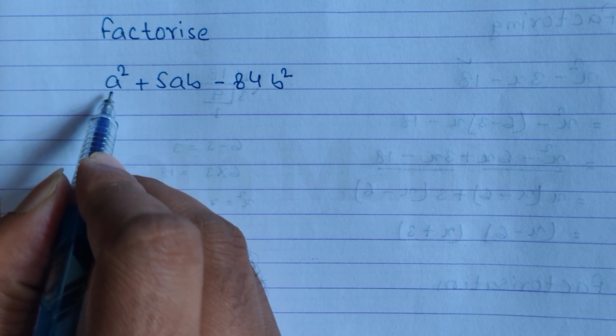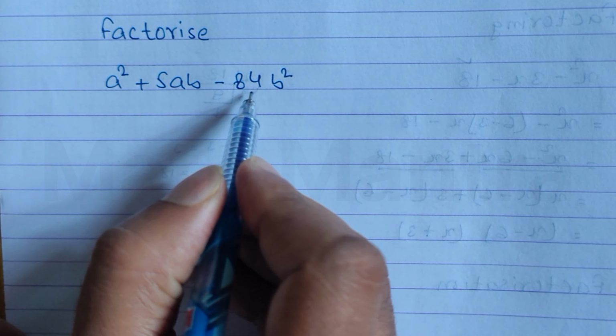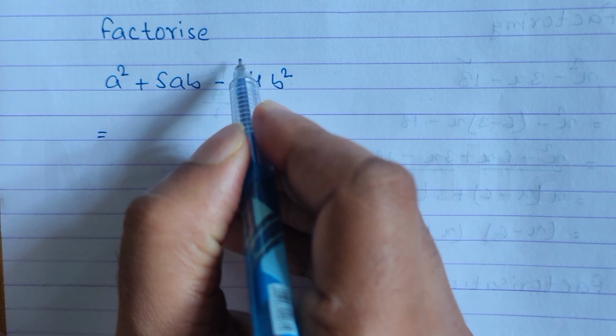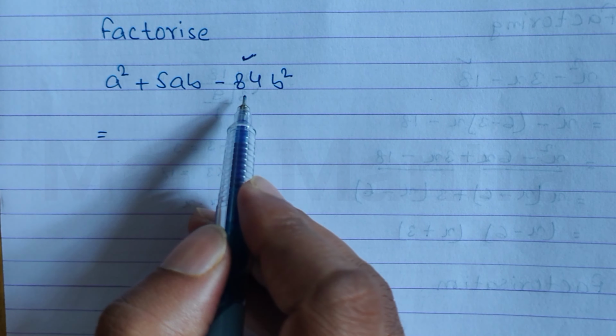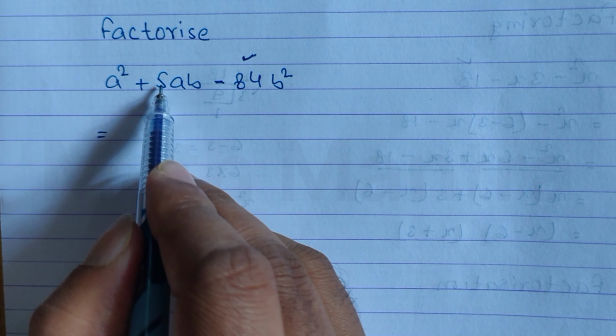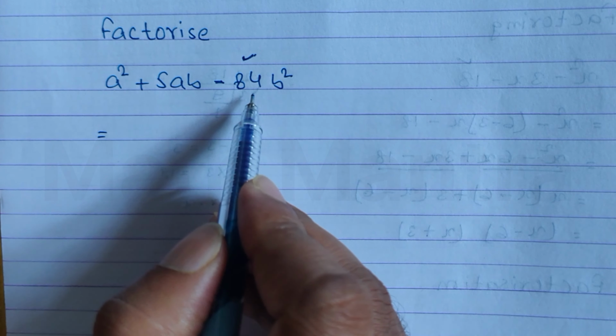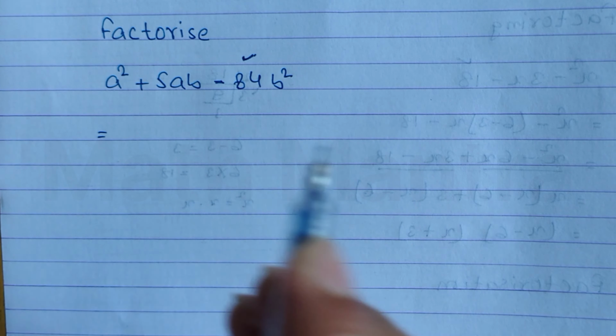So here we have the question: a square plus 5ab minus 84b square. Here we have 84. While multiplying we need 84, and while subtracting we need 5, so we need the type of factors whose multiplication is 84 and whose subtraction is 5.